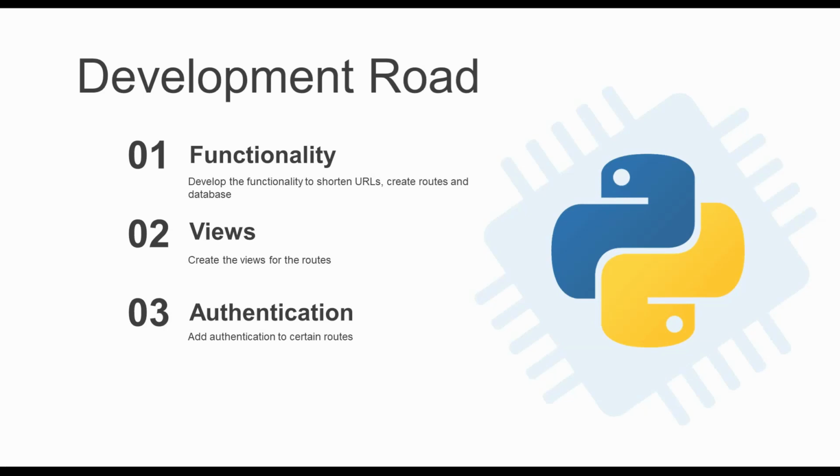After we have completed the skeleton, the initial functionality of the application, we are going to create the views. We are going to use a templating engine to create some basic views that I have just showed you. And we are also going to have some basic authentication to protect certain routes. We are going to protect the analytics route so that only admins can have a look into those.